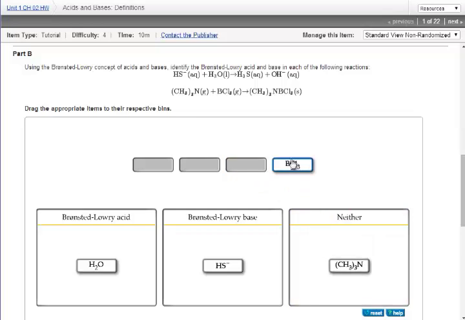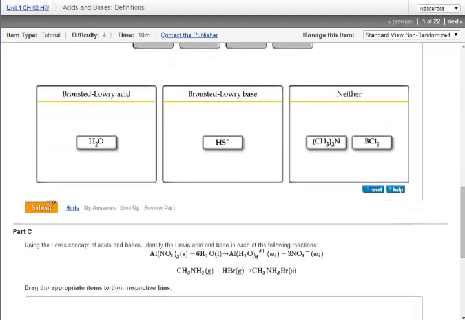In this case, no protons are being transferred. Therefore, that is not a Bronsted-Lowry acid nor base.